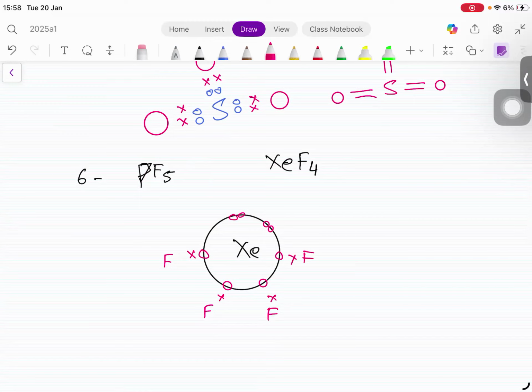Okay, so the point has been made that the elements below period 2 of the periodic table can use all their electrons, right, in the bonding and can place more than 8 electrons, known as octet expansion.